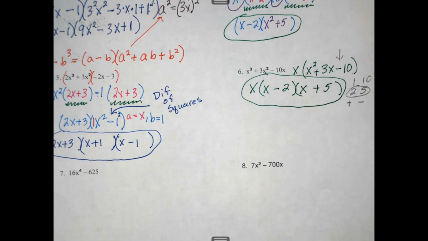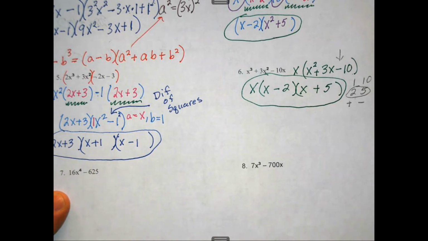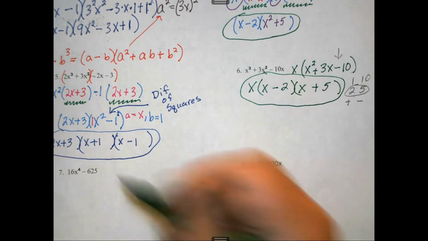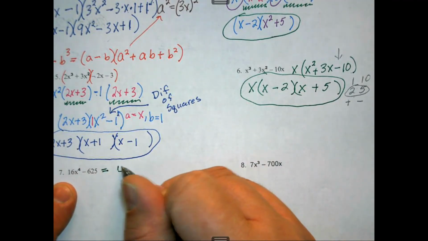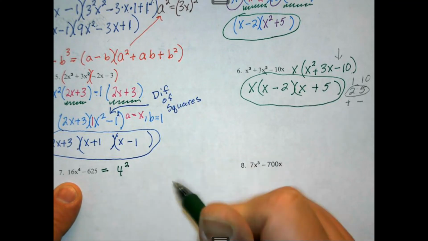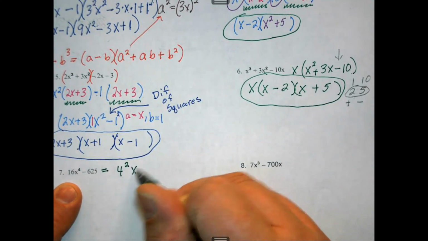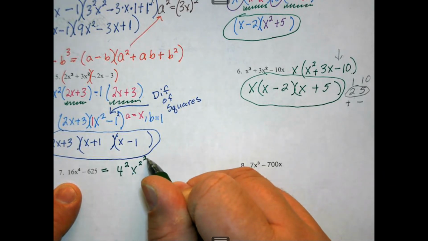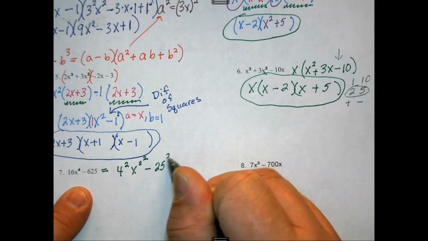Number 7. 625 is a perfect square. Okay, so I'm going to rewrite this as 16 is 4 squared. Now here's that x to the 4th. We've got to do that little trick, right? x squared squared minus 25 squared.